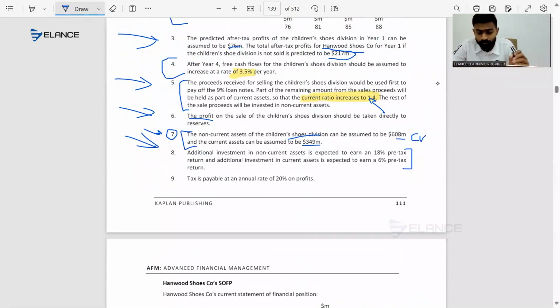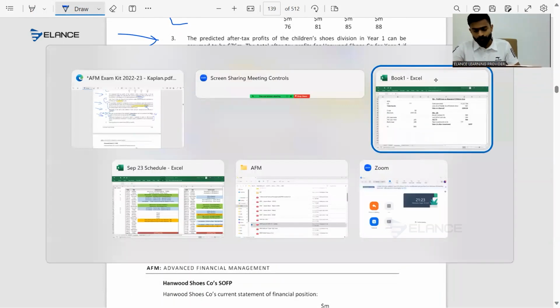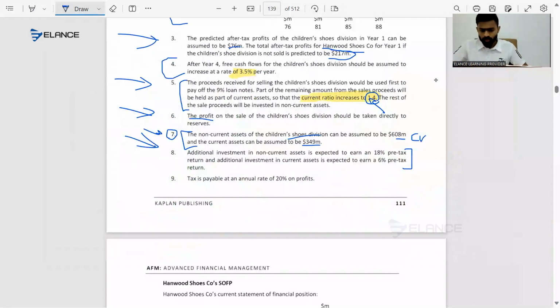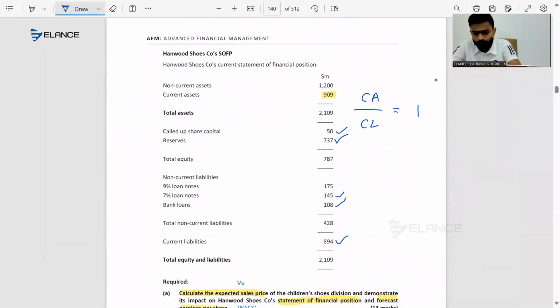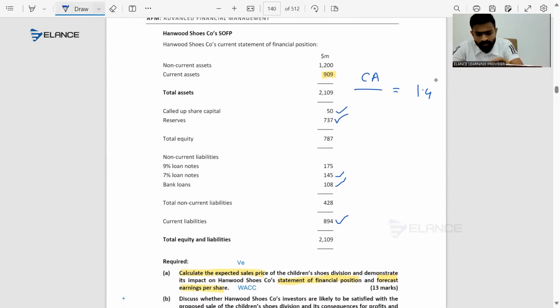1.4. 1.1 is, I guess, for EVU Cinemas. We are solving for Hanwood. After investment, in order to increase liquidity, they want to increase their current ratio to 1.4. So the current ratio answer is 1.4. And they said there is no change in the figure for current liability. Current liability is 894. We know that current liability is 894 and current ratio is 1.4.